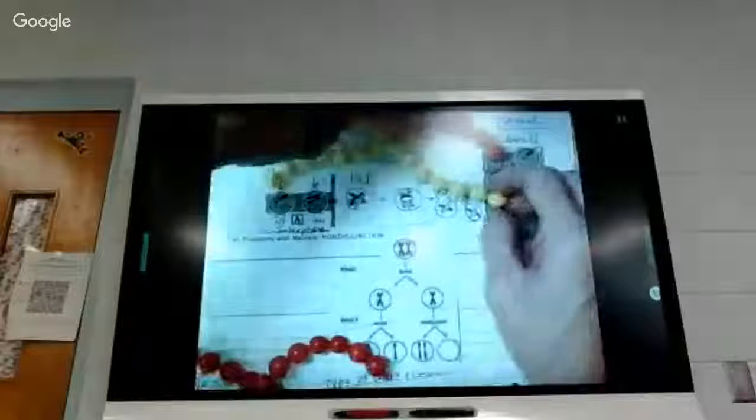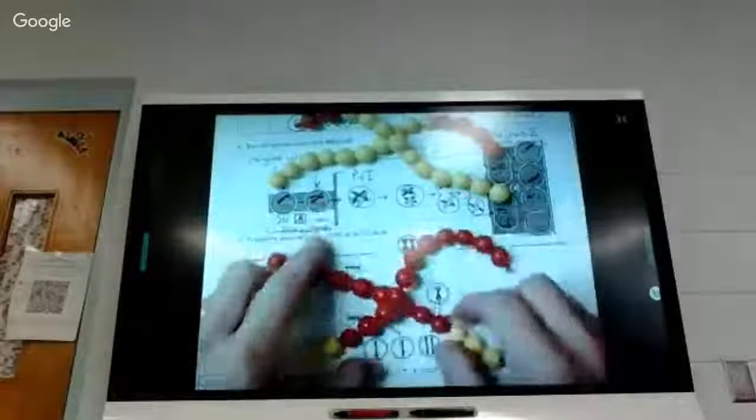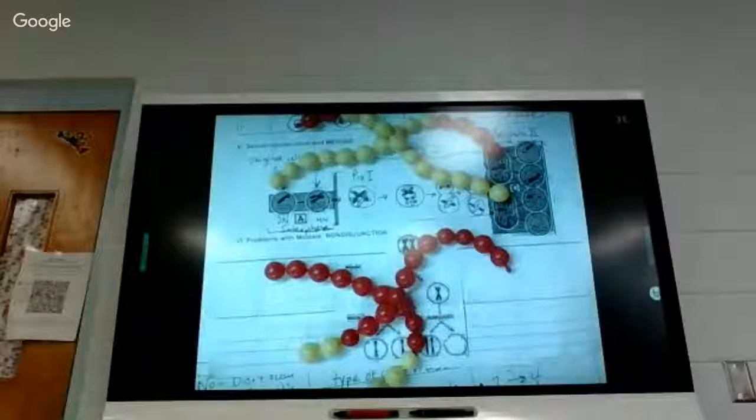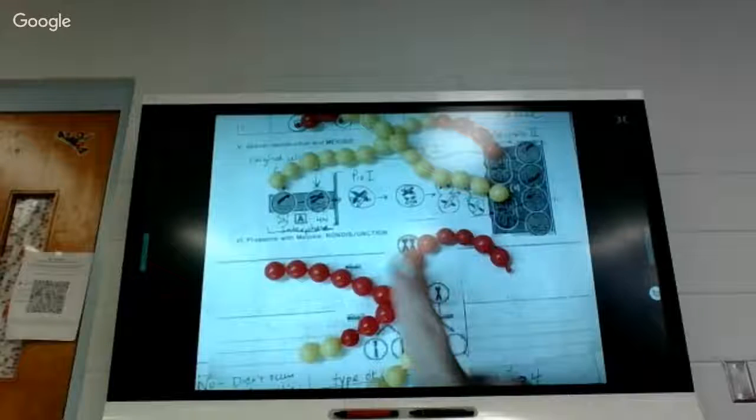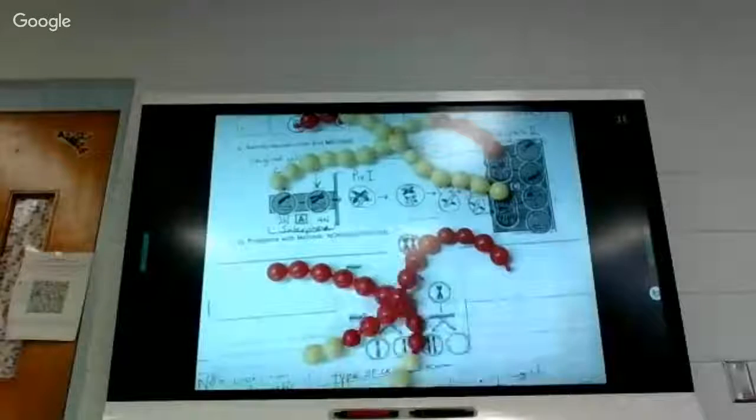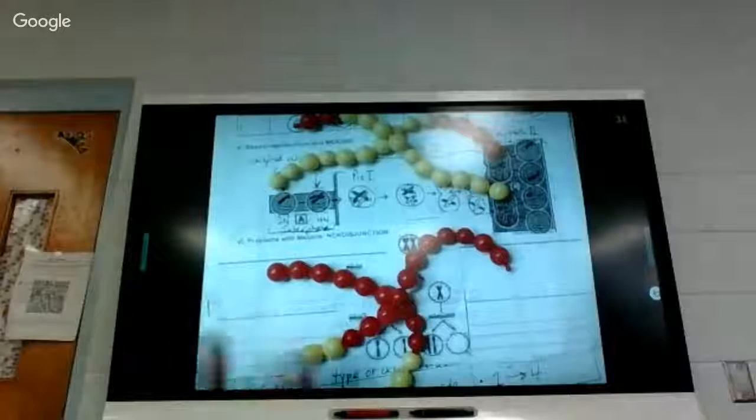Are these things identical anymore? That right there is why every one of your sperm and egg are different. Because of crossing over that took place between these genes. So this is what it means on a gene level.